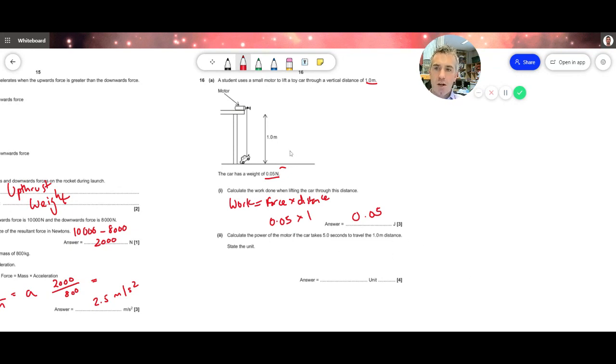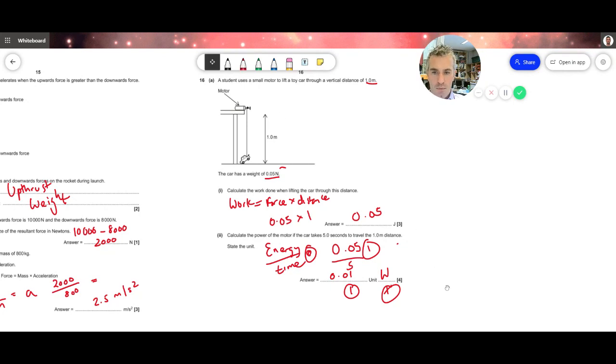Calculate the power of the motor if it takes the car 5.0 seconds to travel the distance. Well, power is energy over time. So the energy is 0.05 divided by 5, which is 0.01, and the power is in watts. So you get 1 mark for this bit. Now in the equation, 1 mark for writing the numbers in, another mark for the answer, and the 4th mark for saying what the unit is.